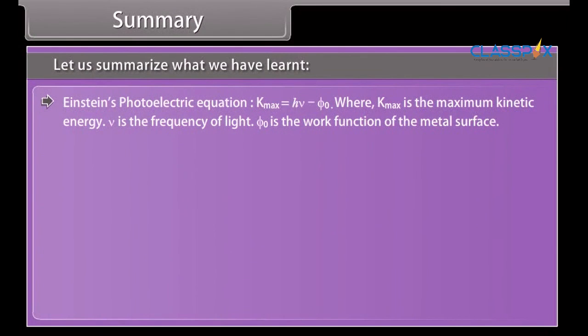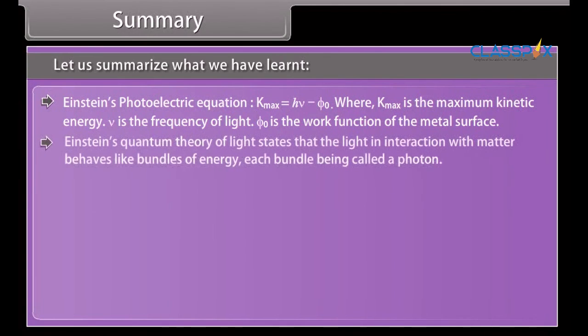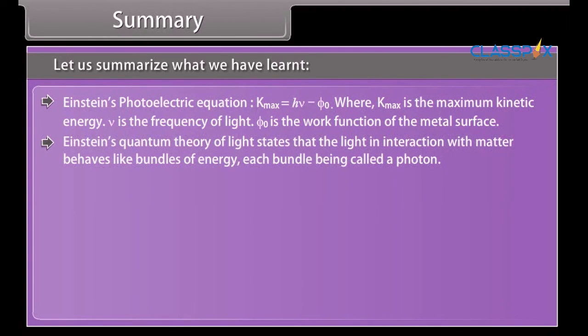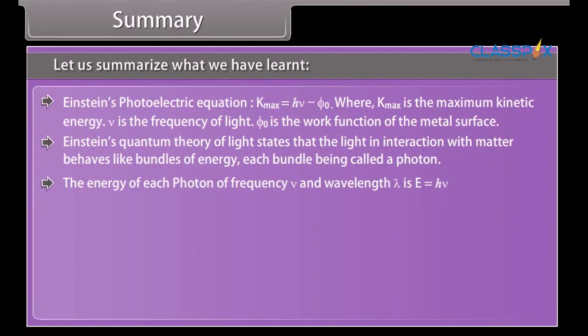Einstein's photoelectric equation. Kmax equals h nu minus phi0, where Kmax is the maximum kinetic energy, nu is the frequency of light, and phi0 is the work function of the metal surface. Einstein's quantum theory of light states that light in interaction with matter behaves like bundles of energy, each bundle being called a photon. The energy of each photon of frequency nu and wavelength lambda is E equals h nu.